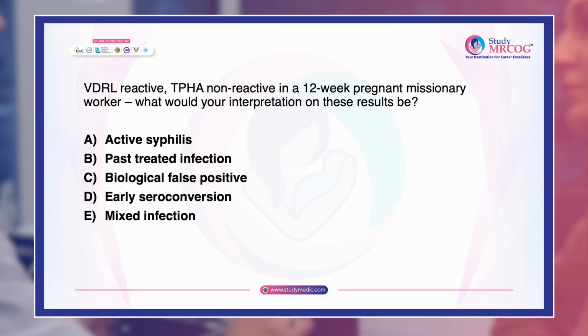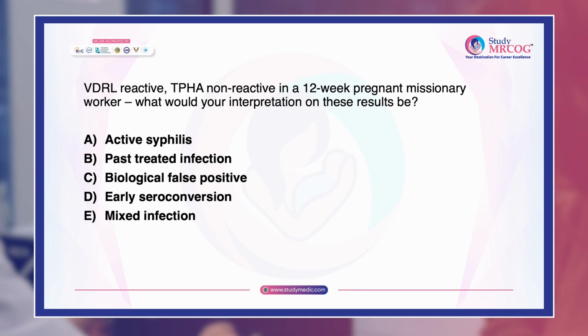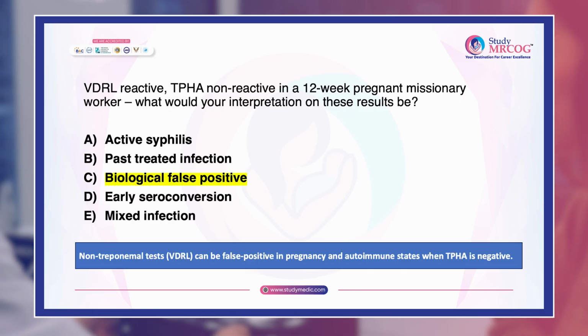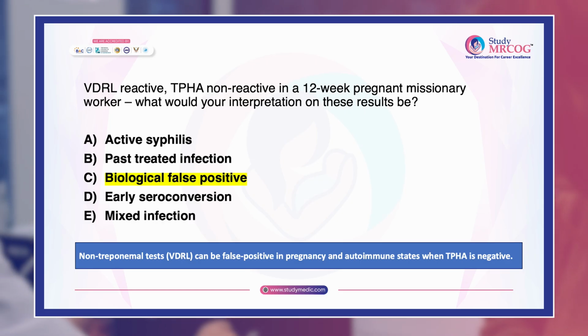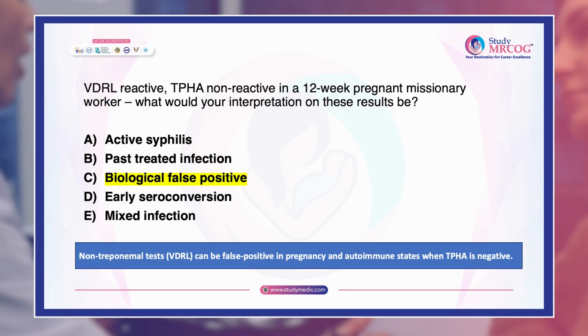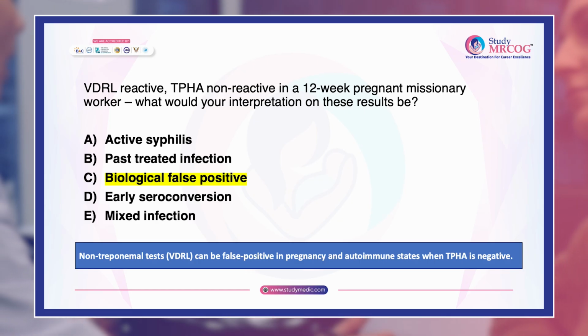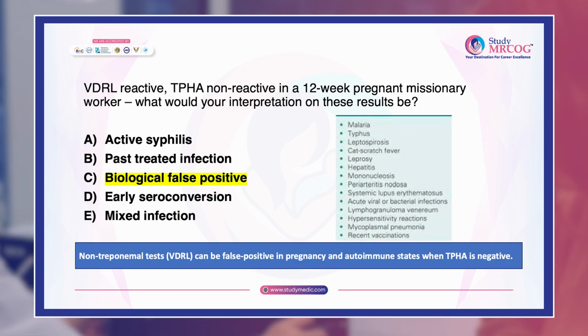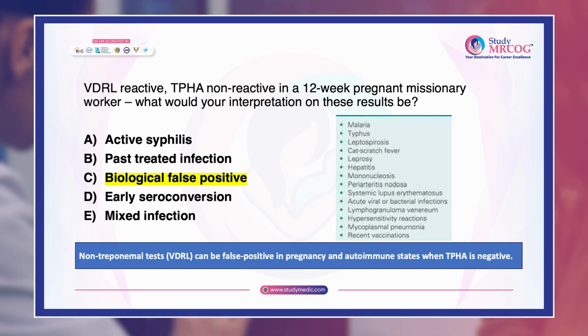VDRL, the screening test, is reactive and the confirmatory test is non-reactive. So this is a biological false positive report, and non-treponemal tests can be false positive in pregnancy and autoimmune states when the confirmatory treponemal test is negative. Other conditions where biological false positives may happen are given in this list.